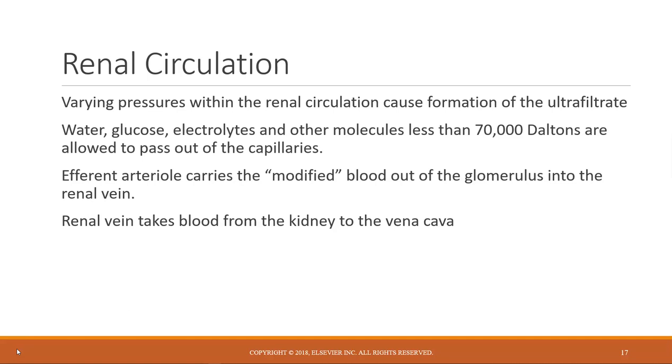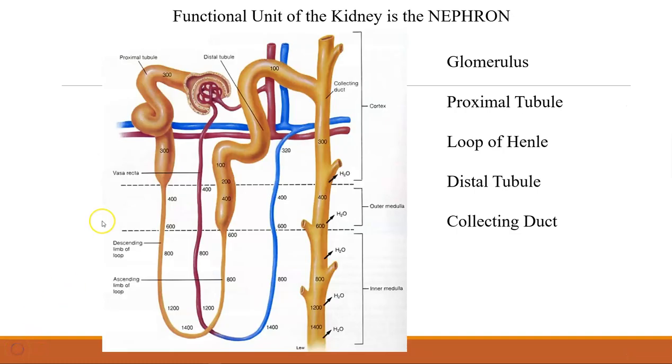It's a semi-permeable membrane. The efferent arteriole carries the modified blood out of the glomerulus into the renal vein, and the renal vein takes the blood from the kidneys to the vena cava, which is the largest vein in the body. I like this illustration because it actually shows the blood flow. The arteries are red, the venous blood flow is blue, and you can see how that passes through the kidneys.